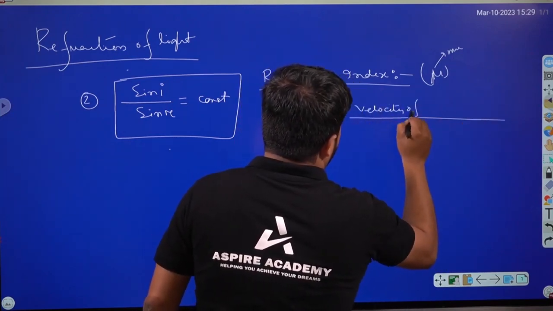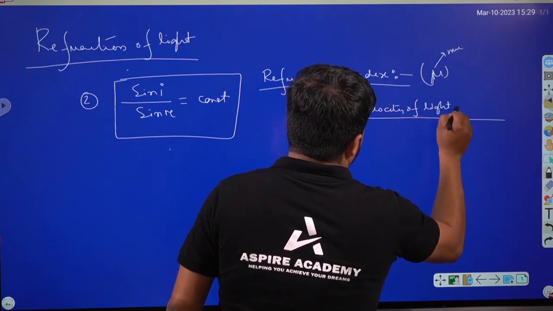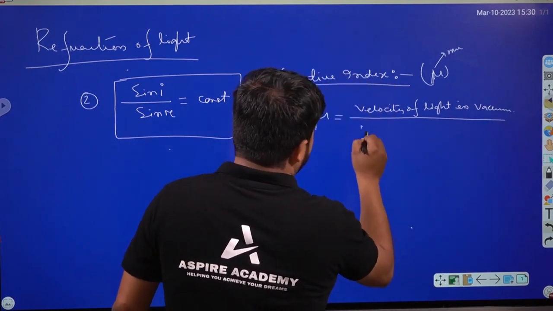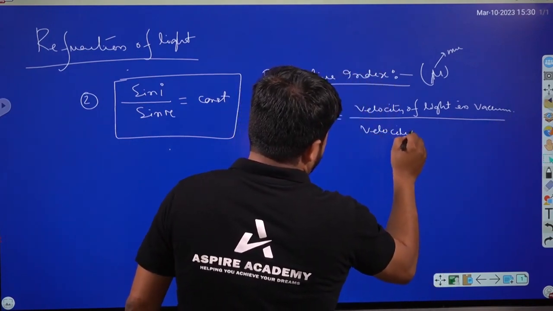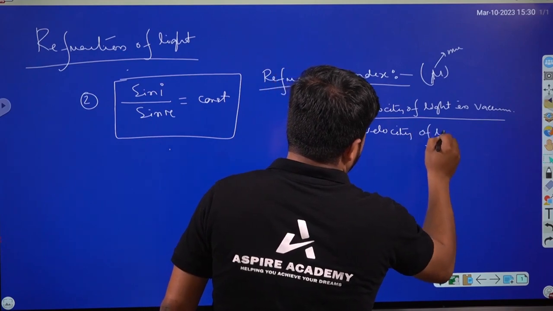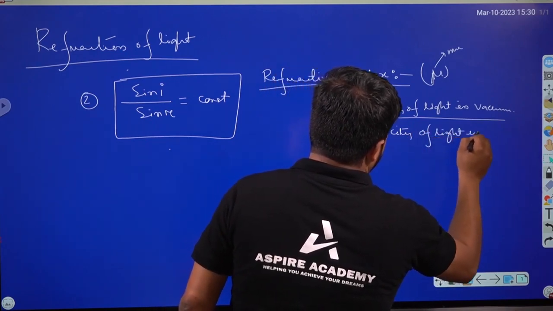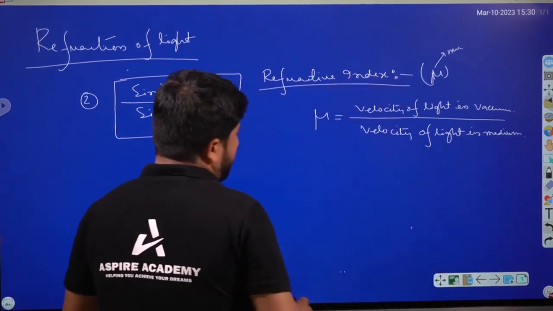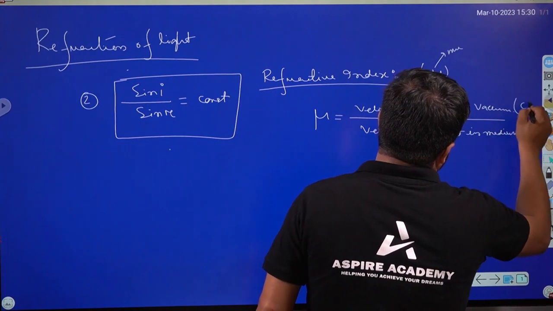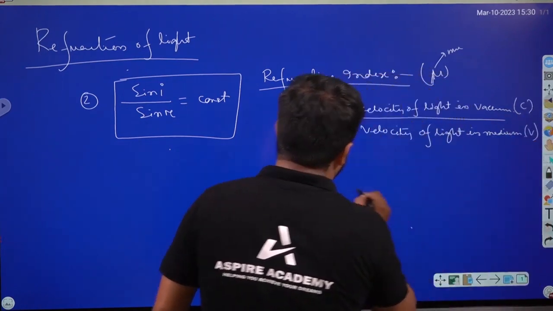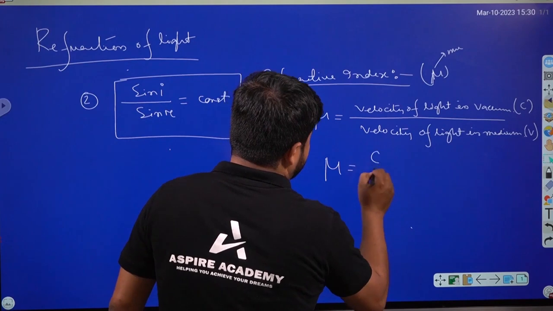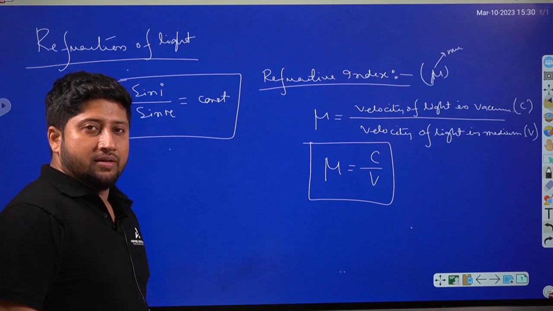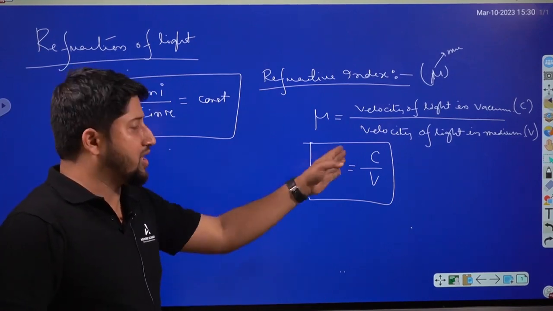the velocity of light in vacuum to the velocity of light in the medium. The velocity of light in vacuum is called C, and the velocity of light in the medium is V. So mu is equal to C by V. This is the refractive index: mu is equal to c by v.